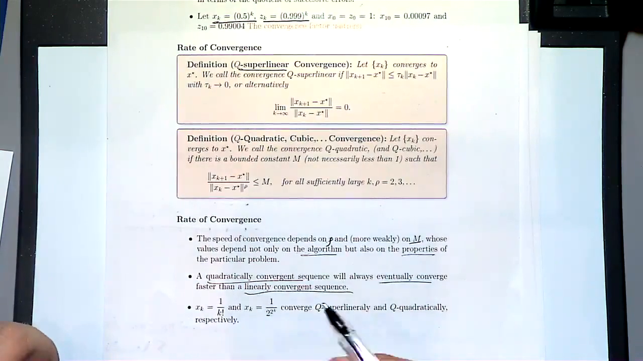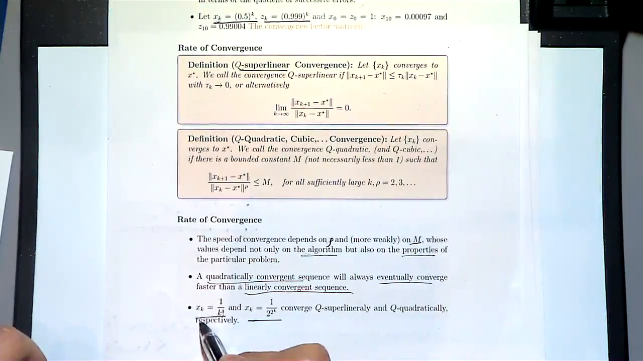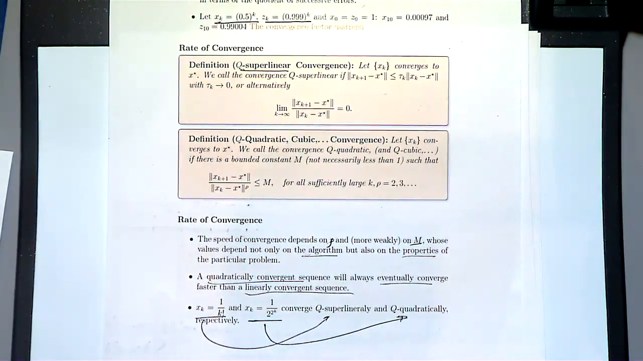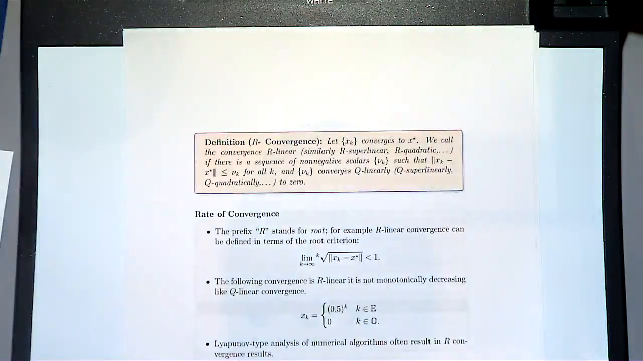Examples, just to have in mind, are these two sequences. This one is superlinearly converging, and this other one is Q quadratically converging. You can do the tests. There is nothing complicated about the test. But first, you have to show that they converge. Again, that's not hard. And second, we can use that statement because they converge. Then you can just construct that test. Okay, that was Q convergence.